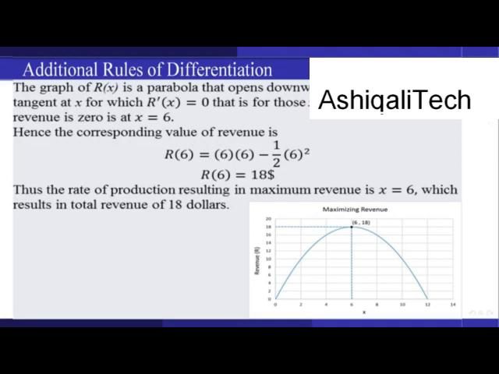Thus, the rate of production resulting in maximum revenue is x is equal to 6, which results in the total revenue of $18 when x is equal to 6, and it is shown in the graph. On the x-axis we have x is equal to 6 shown in the dotted blue lines, and similarly on the y-axis we have revenue, which is in dollars, and it is also shown in the blue dotted lines.